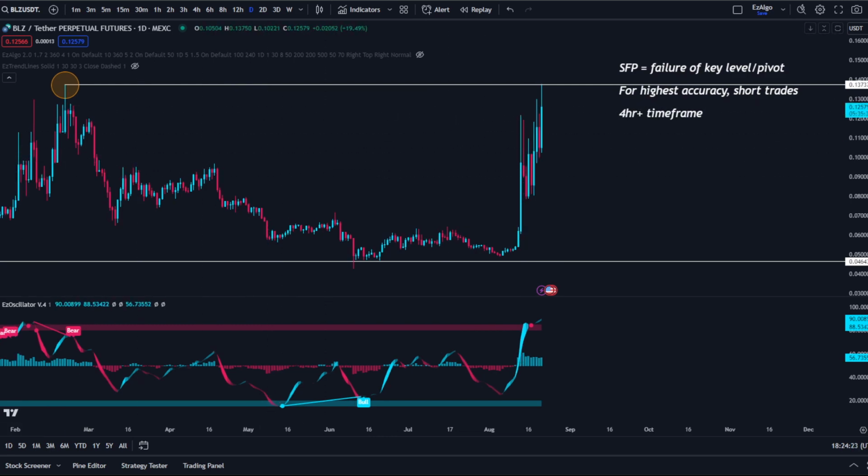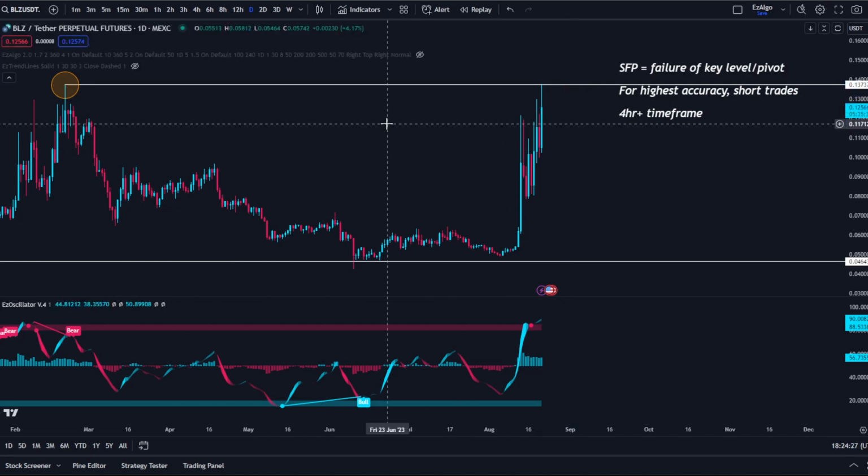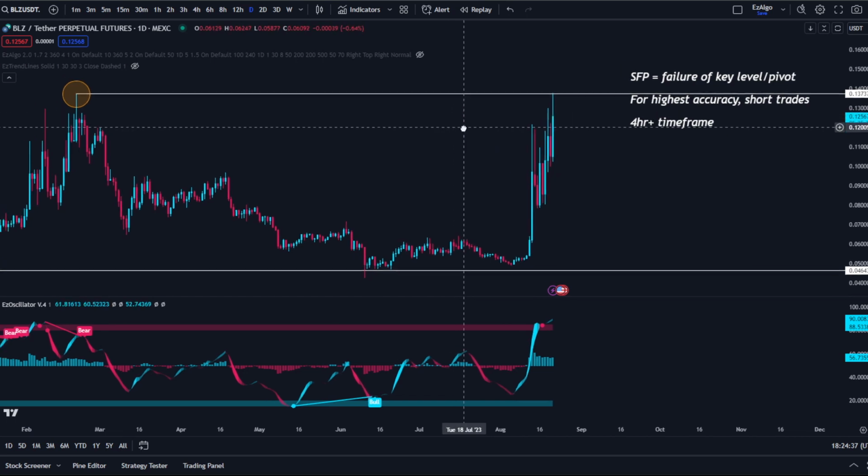So how do we actually catch this swing failure pattern, right? I think we're down 8% with no leverage, almost 9%, still going down. We're still in this trade. How are we actually able to catch this trade? Now, a lot of you may think you can set a blind limit at this level. That's one way of doing it.